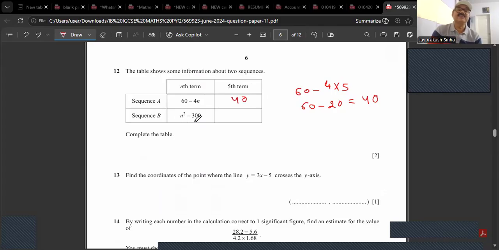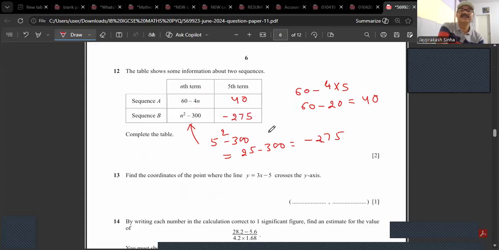This is sequence B, n square minus 3n. Again, fifth term. So in place of n, we'll put 5. So 5 square minus 3 times 5. Means 5 square is equal to what? 25 minus 300 is equal to minus 275. So we write it here, minus 275. Correct?